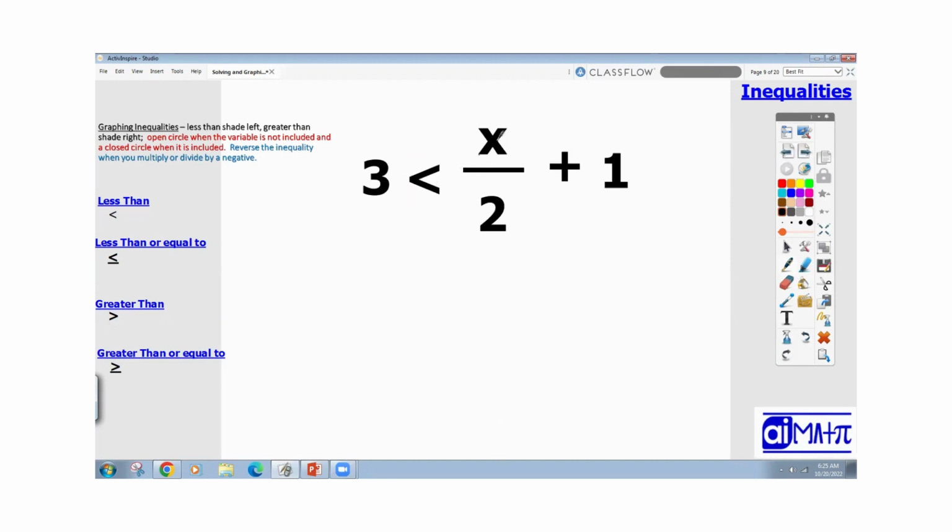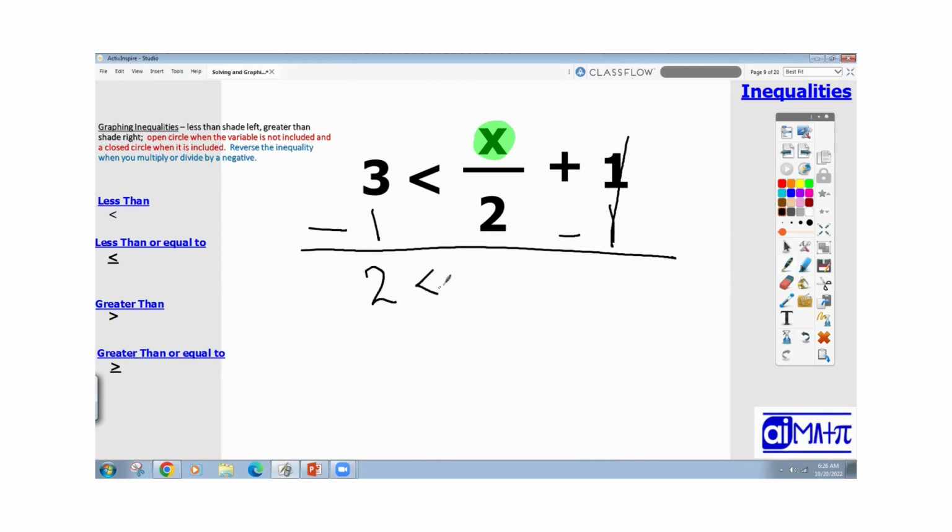3 is less than x over 2 plus 1. And again, all I care about is the x. I'm going to highlight that here. This is what's important to me. And I want to do the opposite steps in the reverse order. So they're dividing by 2 and then adding 1. The opposite of adding 1 is just subtracting 1. 1 minus 1 is 0. 3 minus 1 is 2.